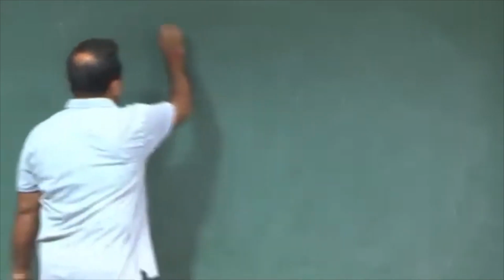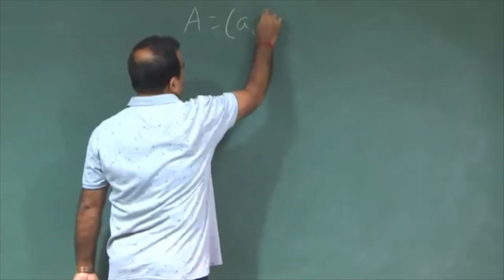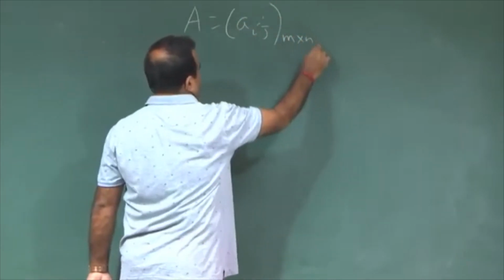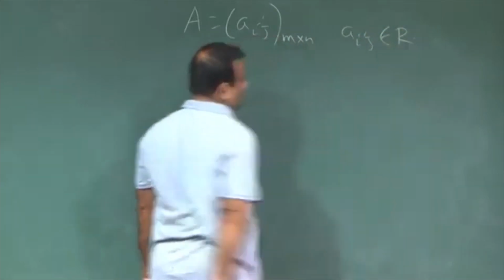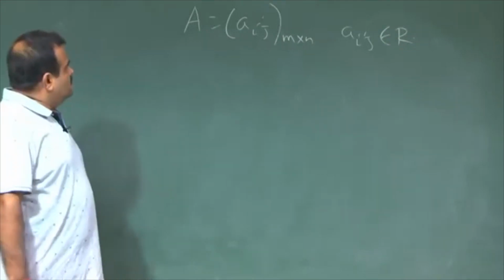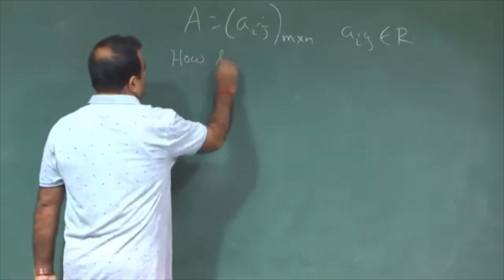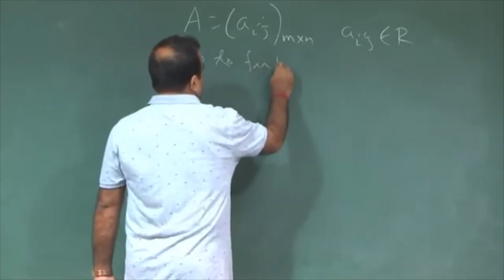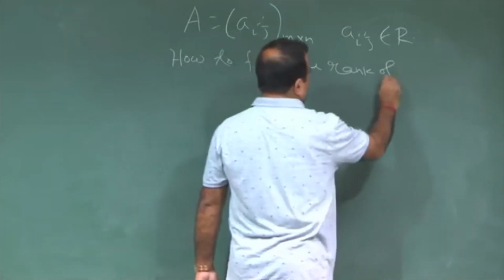The question is, suppose you are given a matrix of any order, it could be m by n, and its elements come from the real field. Again I am telling you, it could be a general field. Now the question is how to find the rank of A.